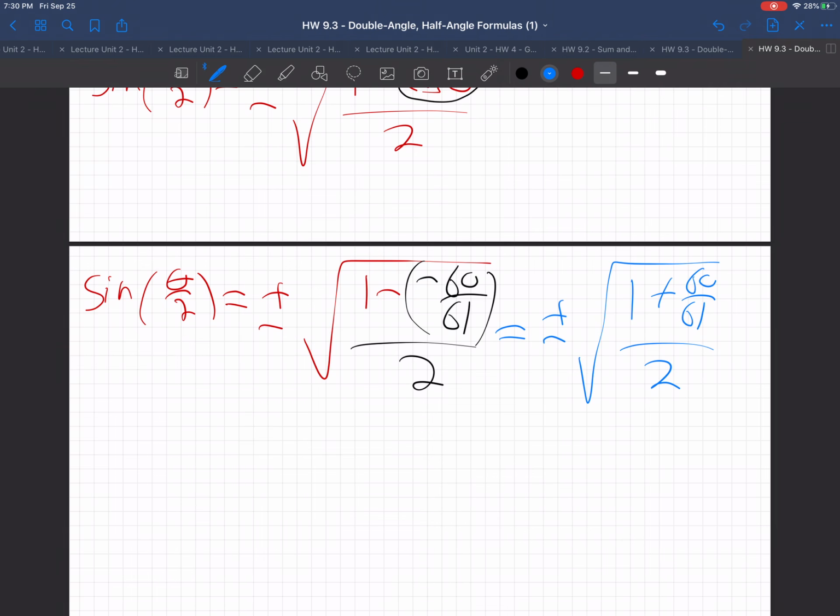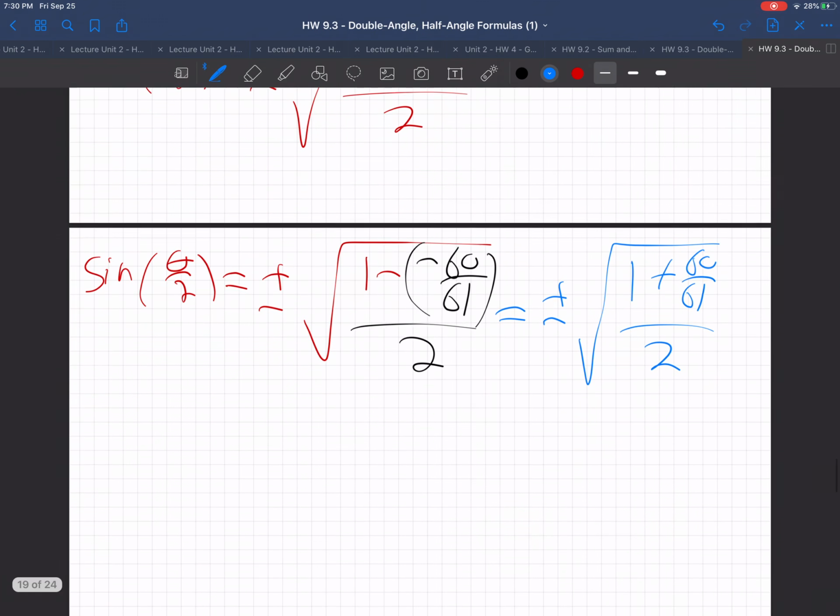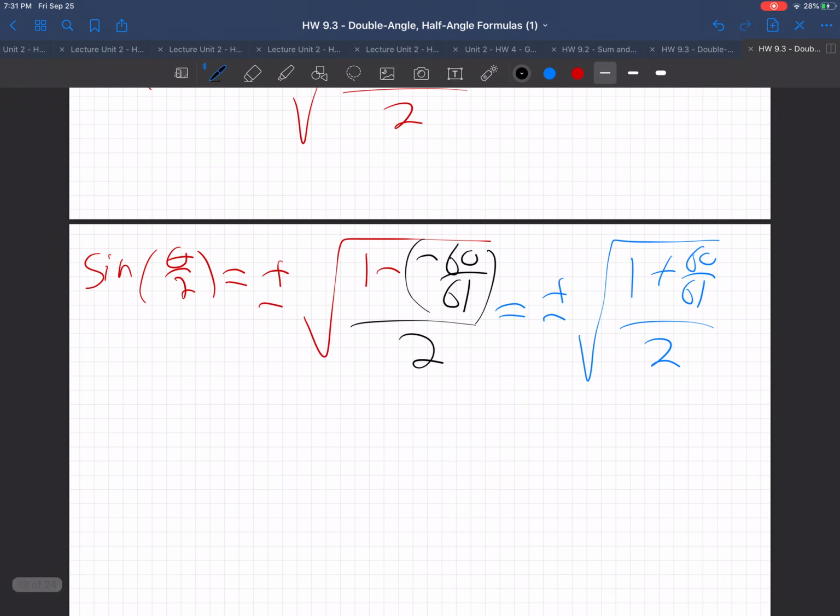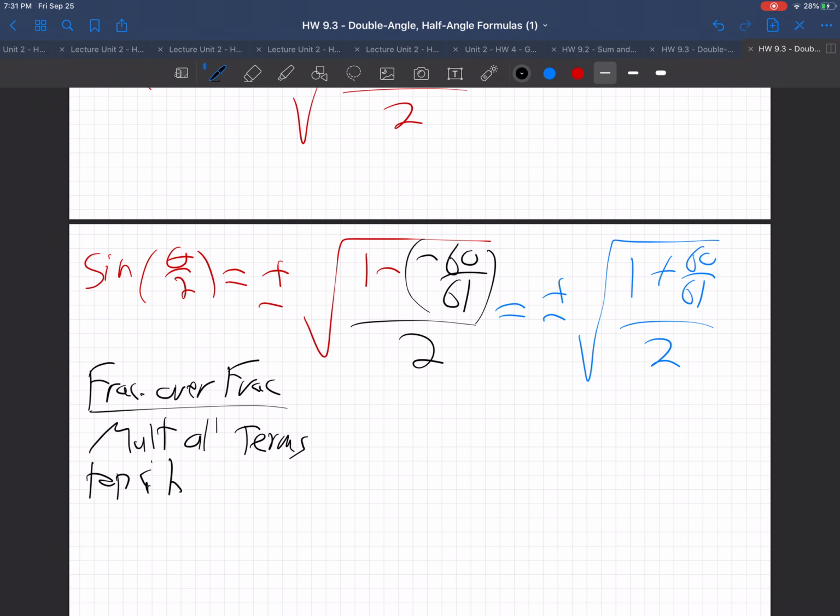All right, super close now. Now what are we going to do? Well, we have got to get rid of, can't have fractions over, see how we have fractions over fractions? We've had to do this a million times, right? Fractions over fractions, what do? You multiply all the terms, top and bottom, by LCD over 1, right? All the terms, top by LCD over 1. What's the LCD?